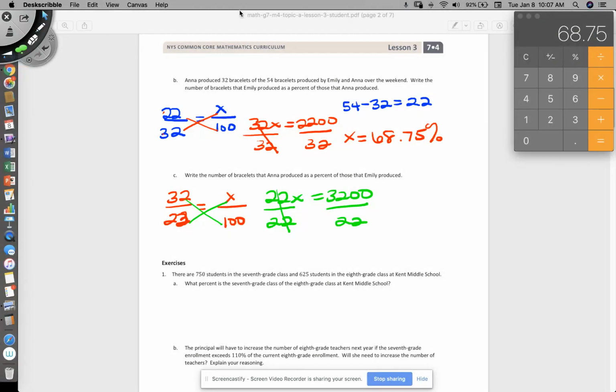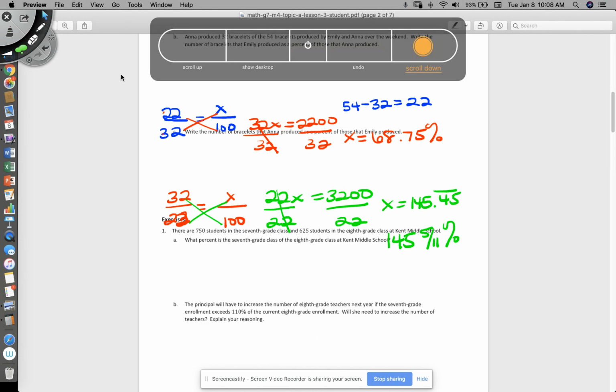Those cancel. And I come over here, 3,200 divided by 22. Oh, and I get this crazy decimal, but that's okay. So we're going to say x equals 145.45 repeating. If you notice, it's 454545, so that bar needs to go over both. Now, I also know that you can't write a repeat decimal as a percent, but I do know that 5/11 repeats that same pattern, okay? So what I'm going to do is say 145 5/11 of a percent. And there's your answer.